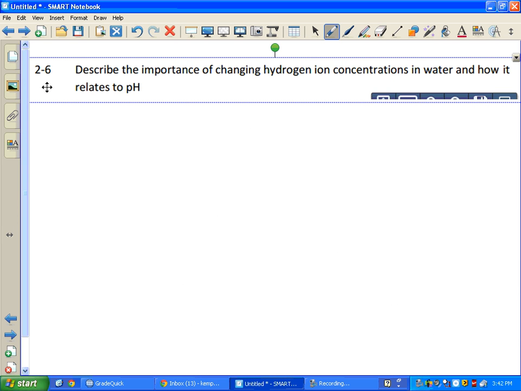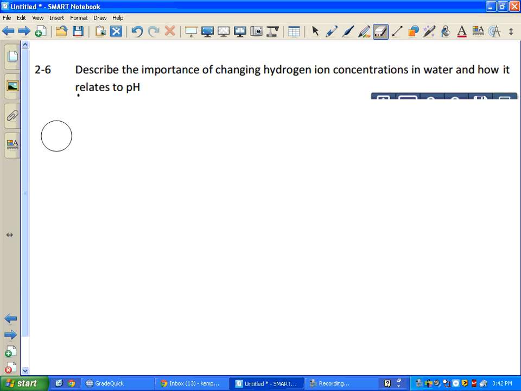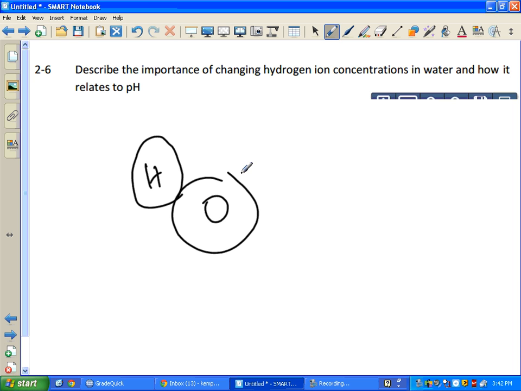Okay, so the last one is pH. So water, H2O. We know it's covalent, but we also know that it is polar covalent. And that means that these electrons are being held more often by the oxygen. Okay, so let me just finish drawing the whole thing. There we go.